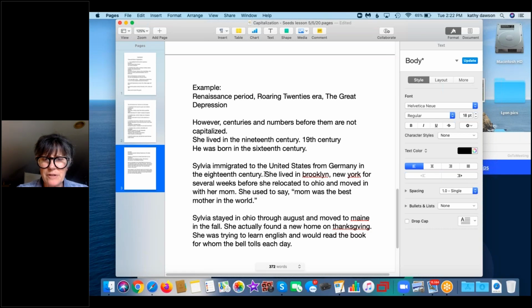You can go on from here. It says she lived in Brooklyn, New York for several weeks before she relocated to Ohio and moved in with her mom. In that sentence, is there anything that needs to be capitalized? Yes. Brooklyn, New York, Ohio, and that's it. Excellent. Thanks.